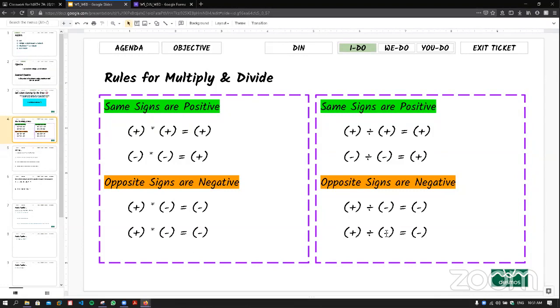Okay, I apologize. I'm supposed to flip this. So positive divided by negative is negative, and negative divided by positive is also negative. So when you have opposite sign numbers, the result is negative all the time. All right. So this is the review from last week. We talked about this one, and let's move on.